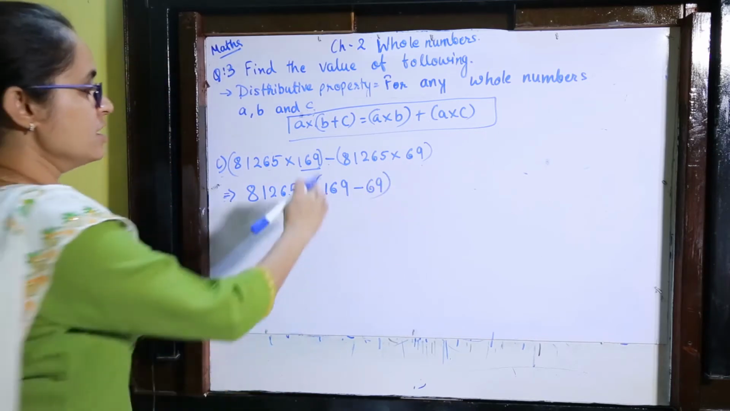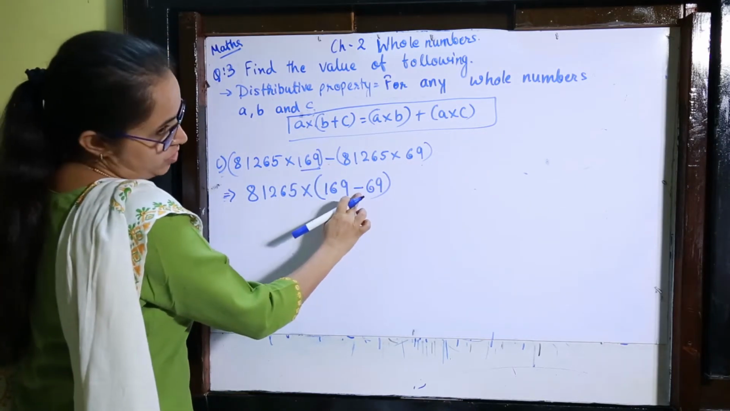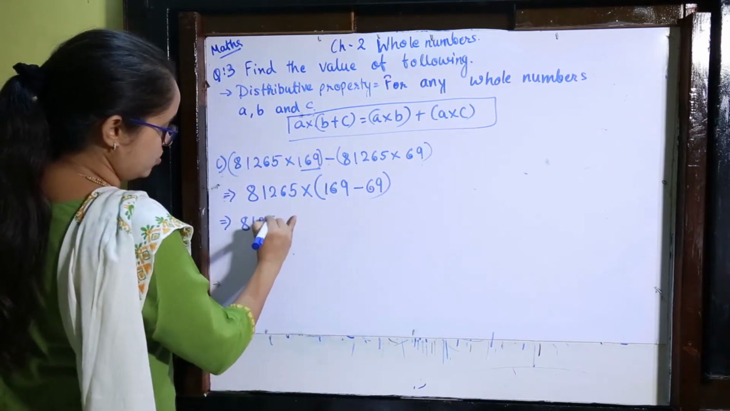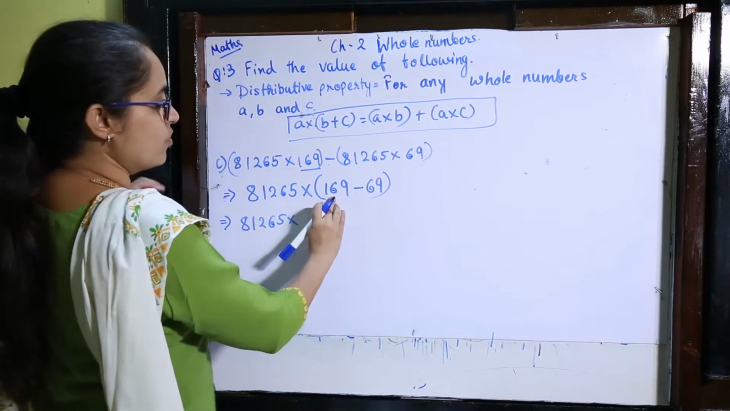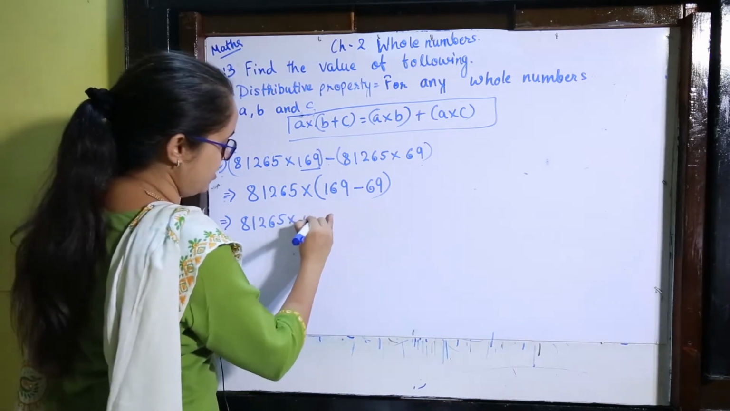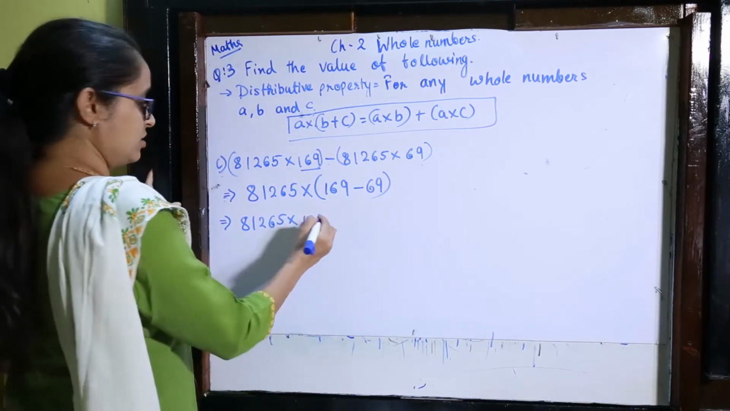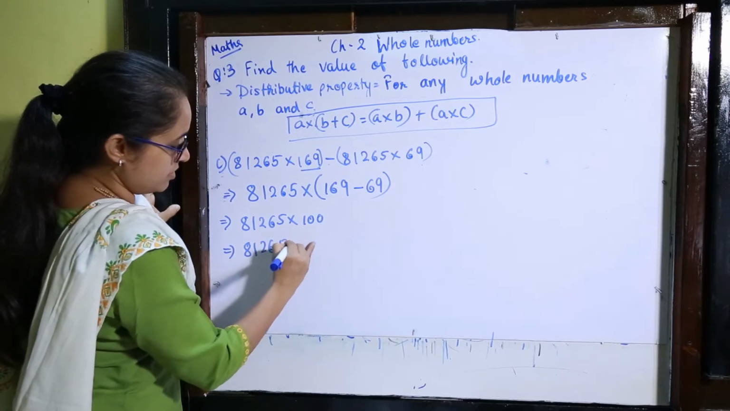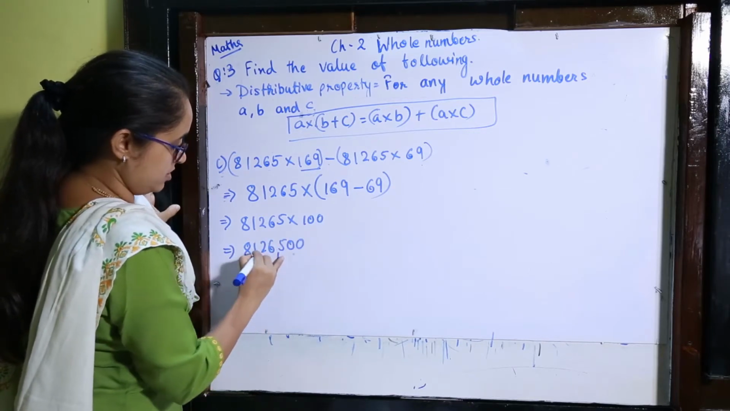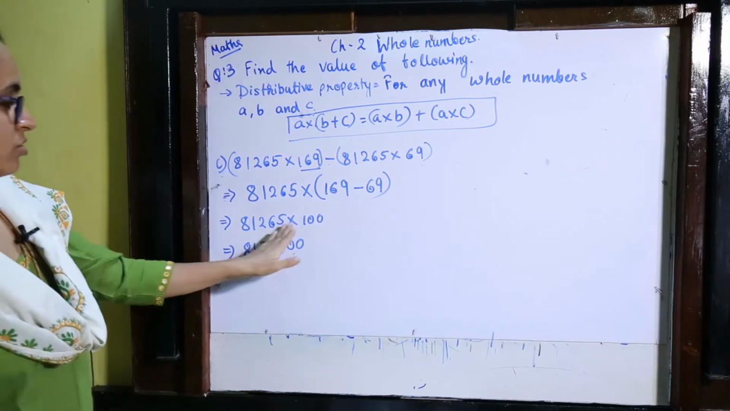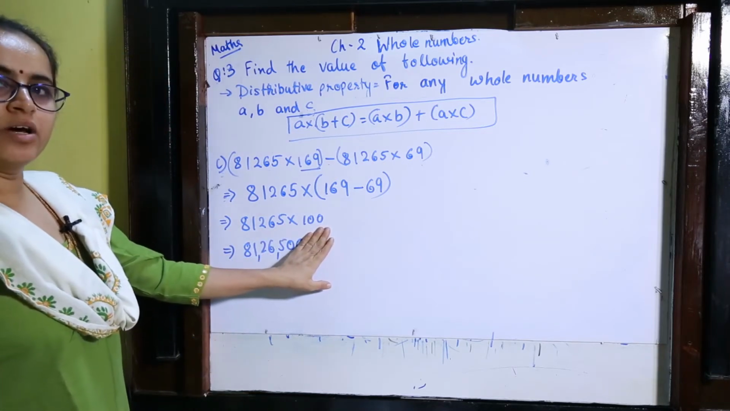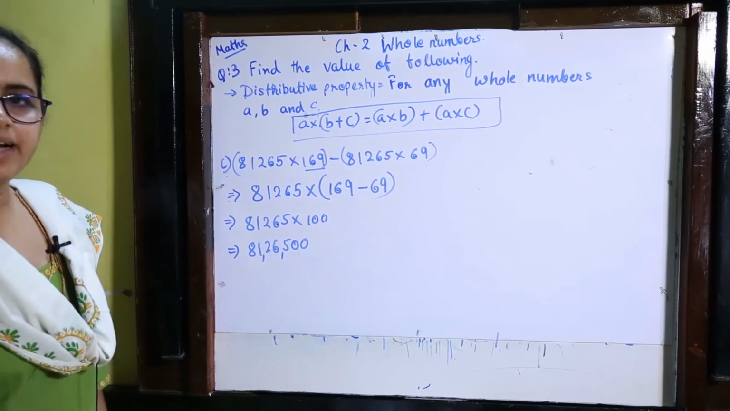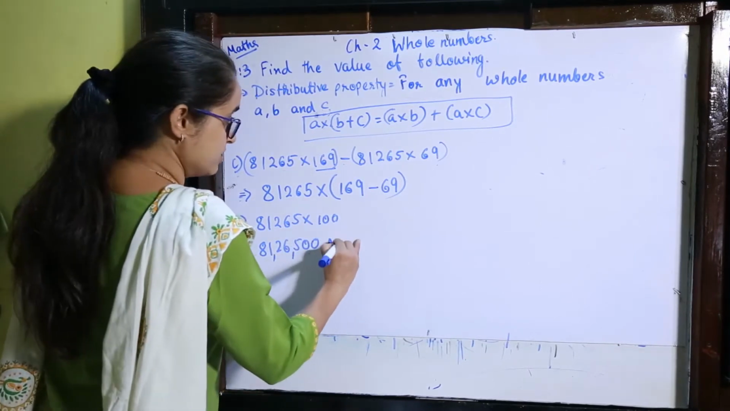Why? Because here there is a negative sign, so you have to put it minus here. So it is 81,265 multiply by, now 169 minus 69 is 100. Alright? You can do it by yourself. Now 8,12,650. This is your answer. Because whenever you multiply with a 10 or 100 or 1000, you just add 1 or 2 or 3 zeros at the end of the number. So this is your answer.